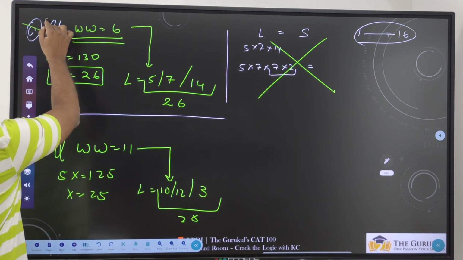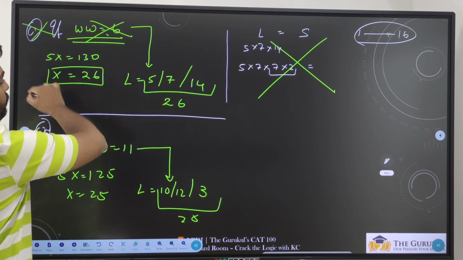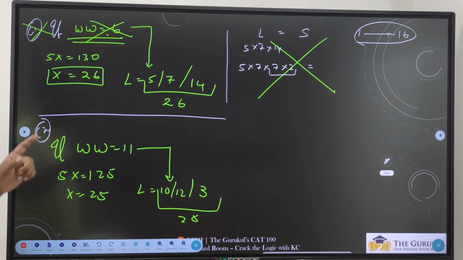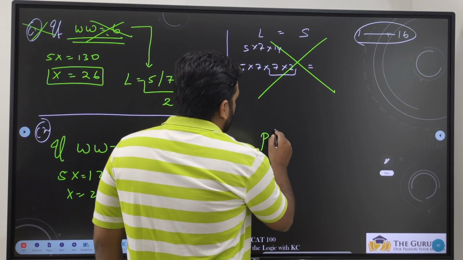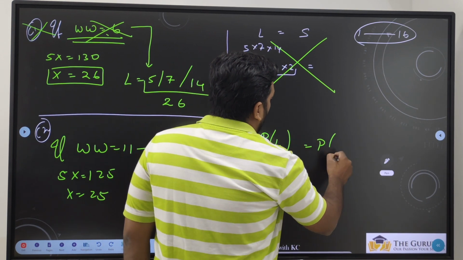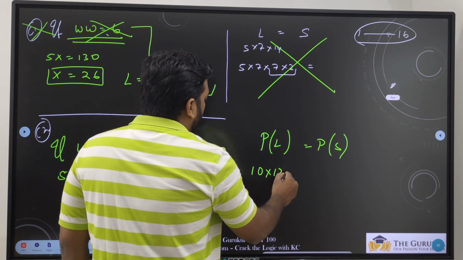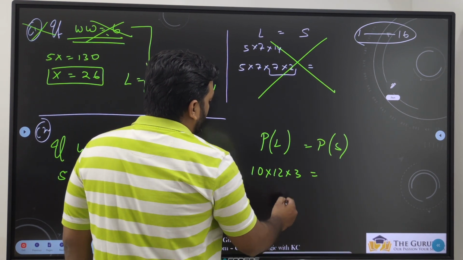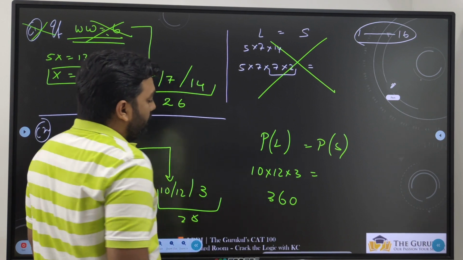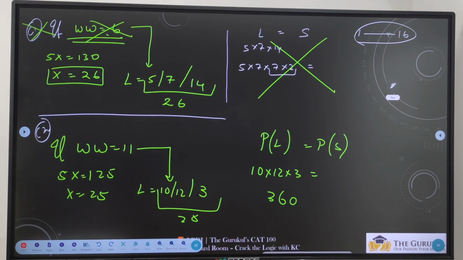So this case is ruled out, which means White Walker is not 6. If White Walker is not 6, definitely White Walker should be 11. If White Walker is 11, then Lannister should be 10, 12 and 3. Okay. Now the product of Lannisters should be equal to the product of Starks. Product of Lannisters will be 10 into 12 into 3.